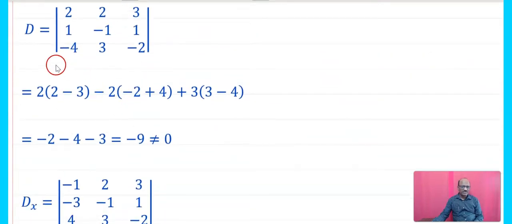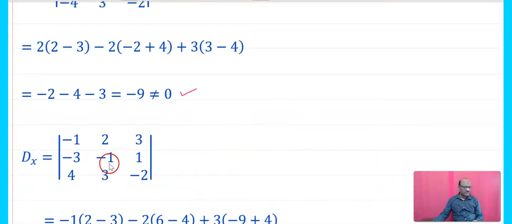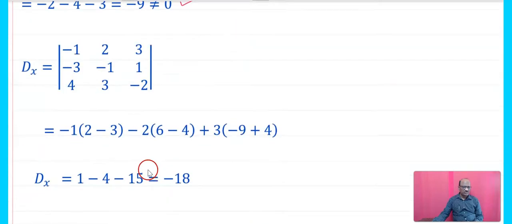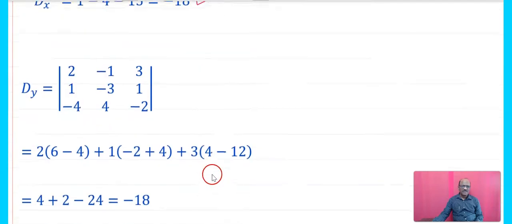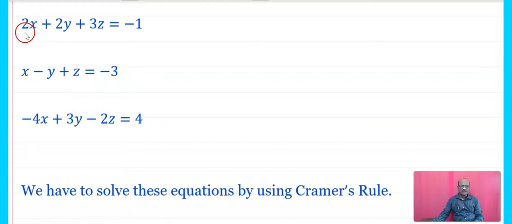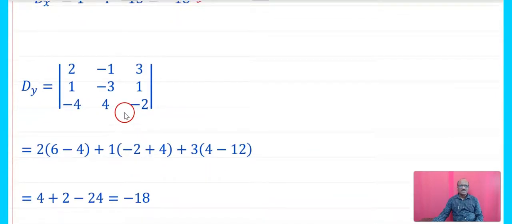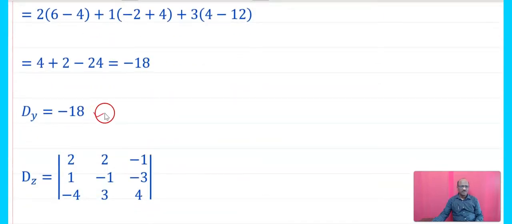And if you evaluate the value of the determinant, that is not equal to 0, that D is equal to minus 9. Then the Dx, you can evaluate this: minus 1, 2, and 3, minus 3, minus 1, 1, 4, 3, and minus 2. And then you will get Dx is minus 18, and here is Dy, the terms of x are as it is, that is 2, 1, minus 4, and minus 1, minus 3, 4, and the last is 3, 1, minus 2. And if you evaluate, then you will get Dy is equal to minus 18.